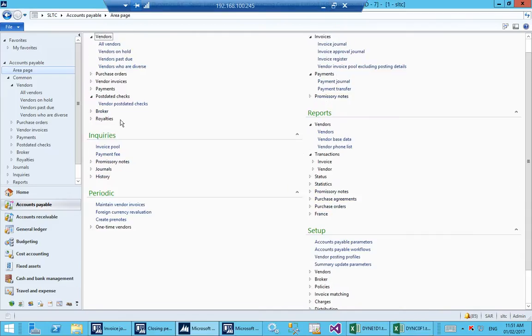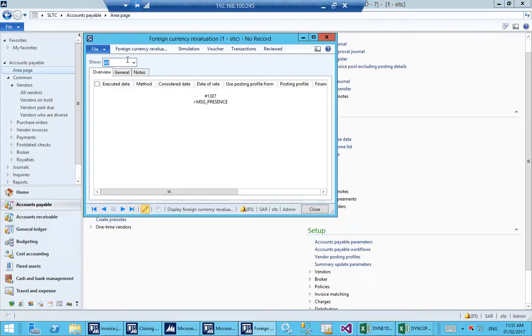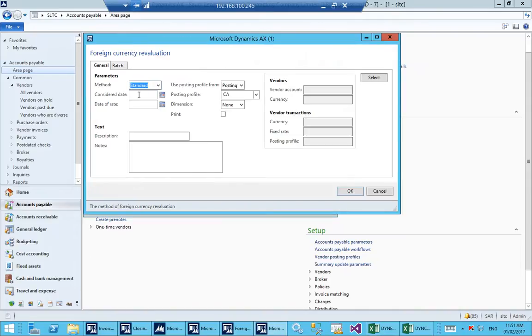You have here in accounts payable foreign currency revaluation. Okay, foreign currency evaluation. You say here the method will be the invoice date. System will check the invoice date. Considered date is today. What is the date of rate? Okay. Today. Okay.